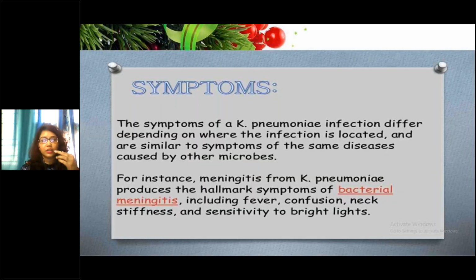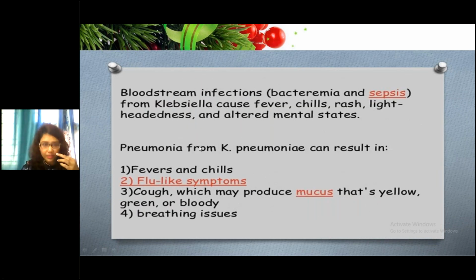So different symptoms can be there in different infections depending on where the infection is located. For instance, meningitis produces the hallmark symptoms of bacterial meningitis, including fever, confusion, neck stiffness, sensitivity to bright lights. All those things will be there. Suppose there is a bloodstream infection like bacteremia or sepsis, there can be fever, chills, rash, lightheadedness, or altered mental state. And pneumonia can be there, with fevers and chills.